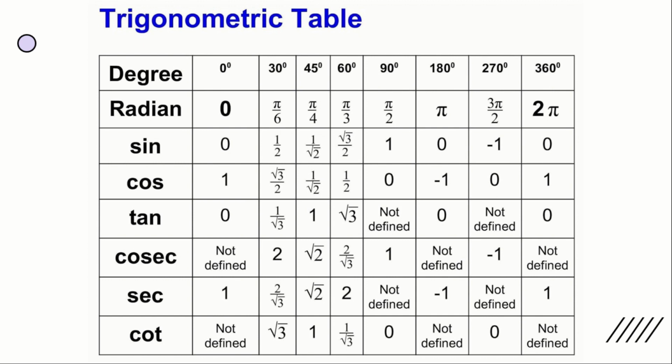We have to understand the measure of degree and radian. That is, 30 degree is equal to pi by 6. Then what is the value for sine 30? 1 by 2. In the same way, there are values for each and every degree and radian. So we have to keep all these values in mind, as we can't do the problems otherwise. Let us go to the problems.